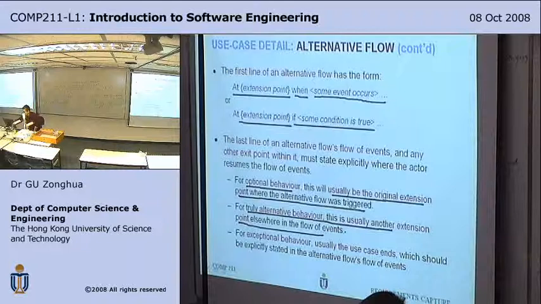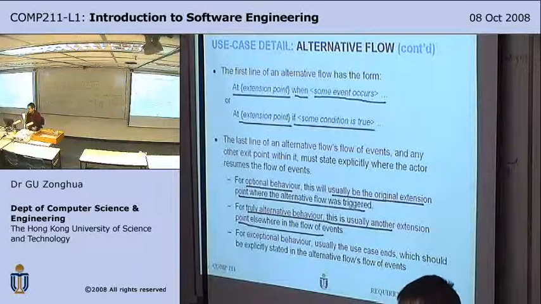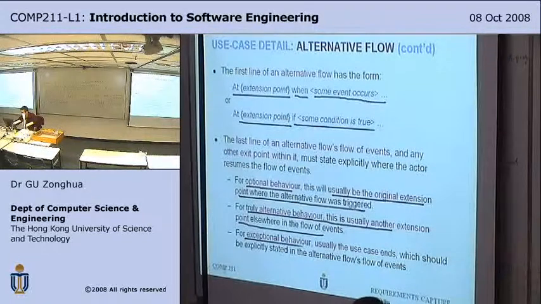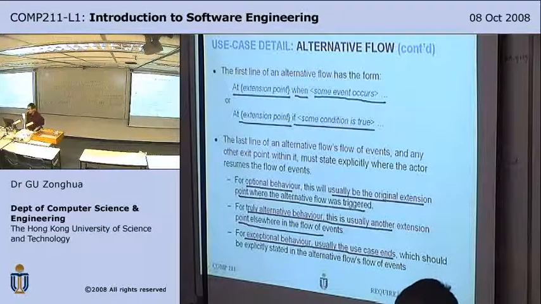So this is more like an exception handler where you can usually jump to another location in the program. So for exceptional behavior, usually the use case ends, which should be explicitly stated in the alternative flow of events. So exceptional behavior means that something really wrong has happened. This should not happen. So if that happens, then the use case should end.